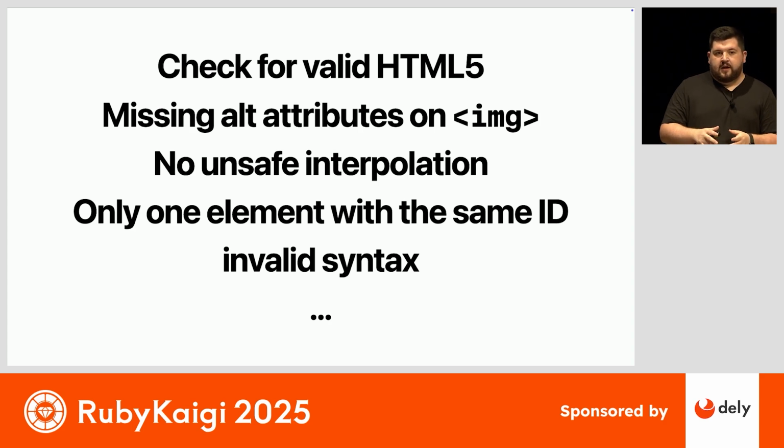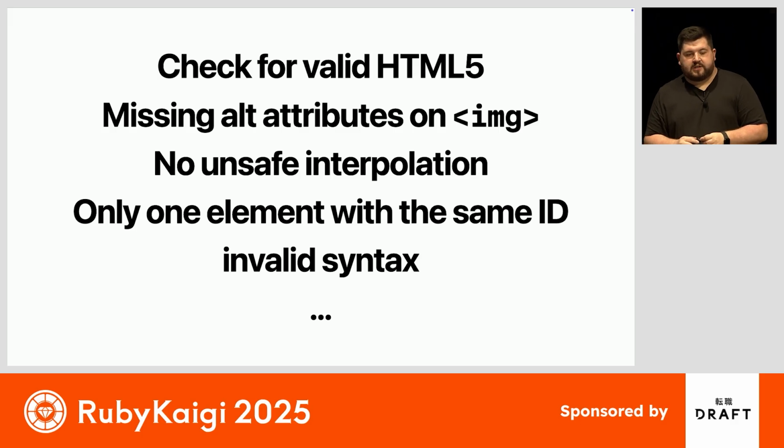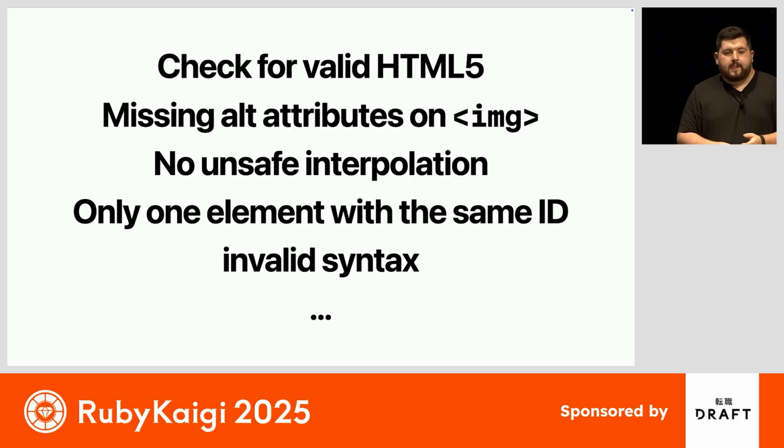So we can check, do you have the right elements in the structure? Do you have invalid tags nested under each other? Are we missing some alt attributes on image tags, or are we doing unsafe interpolation somewhere in the document? These are just some examples of what we can build rules for. And maybe this can also tightly integrate with RubyKaigi, so you can run this as part of your regular RubyKaigi run.